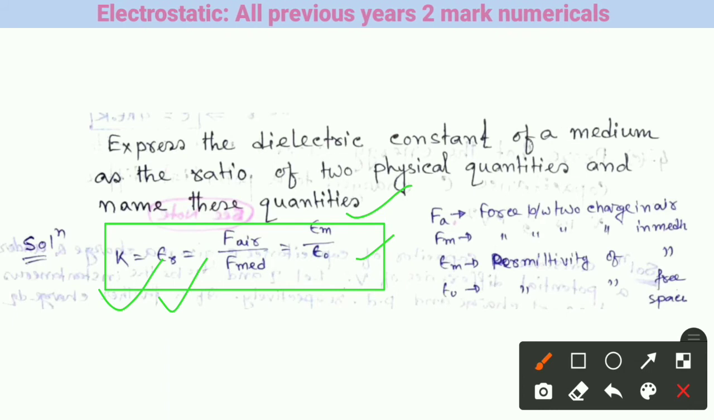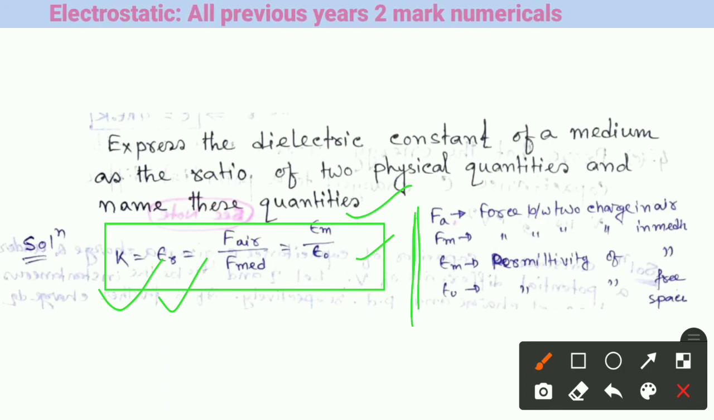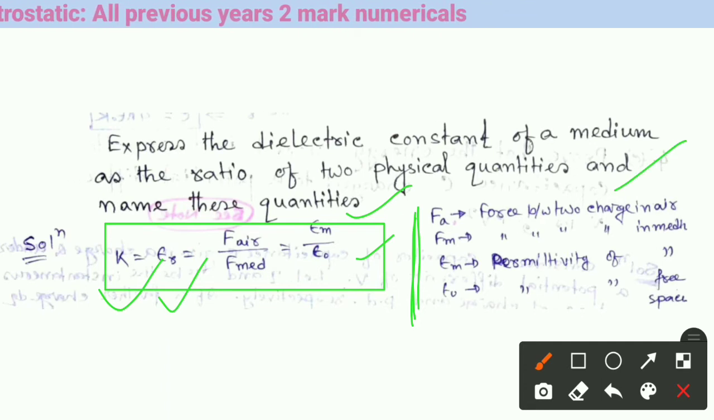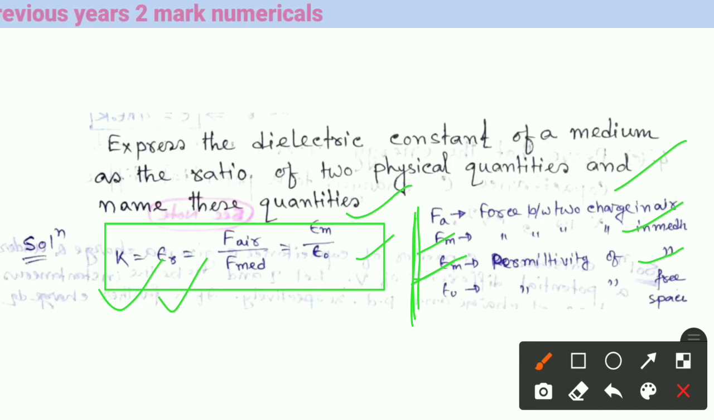And name the physical quantities. You have to write here Fa, which is the force between the two charges in air, and force between two charges in medium, Fm. Epsilon m is the permittivity of the medium. Epsilon naught is the permittivity of free space.